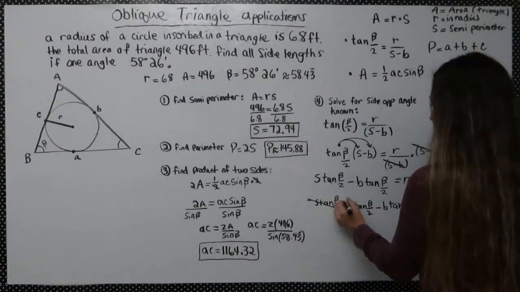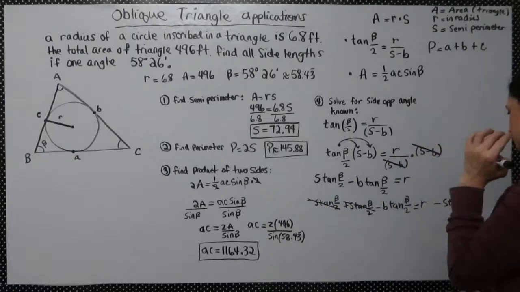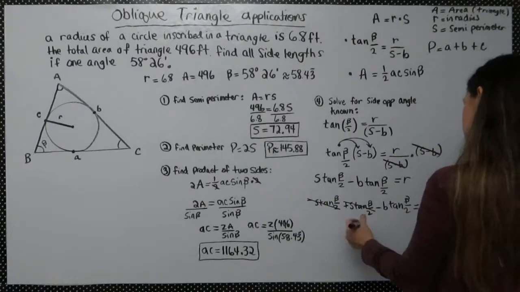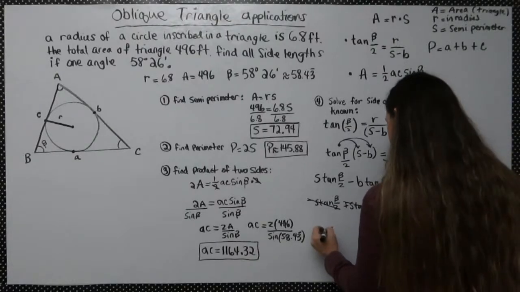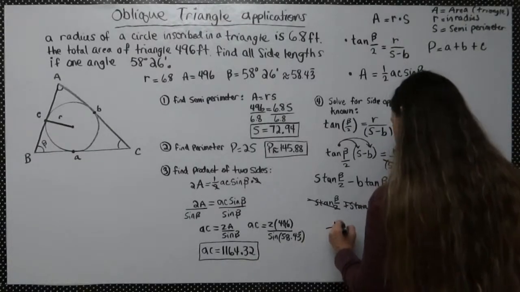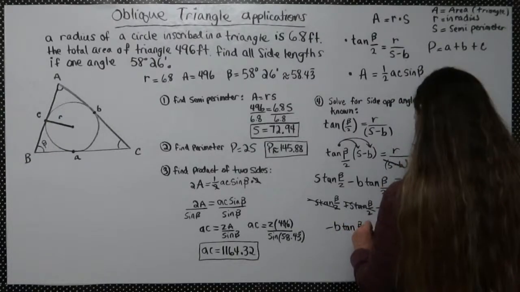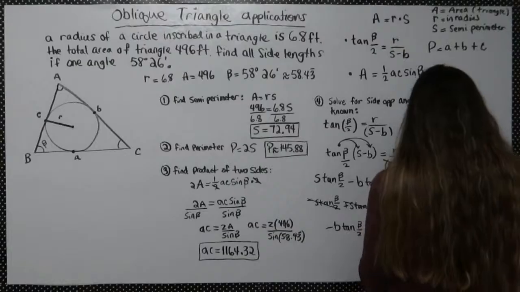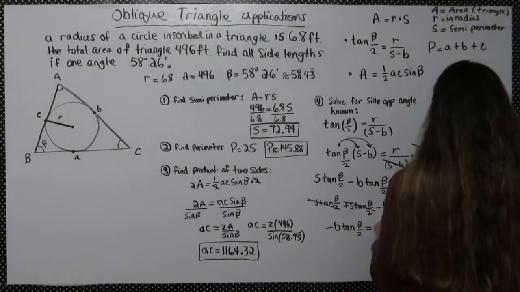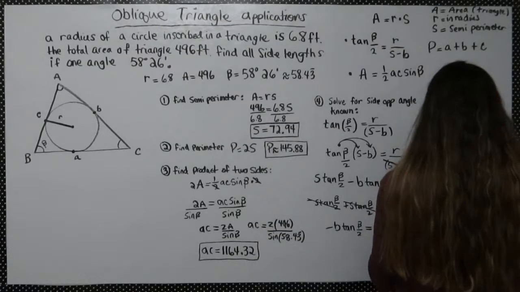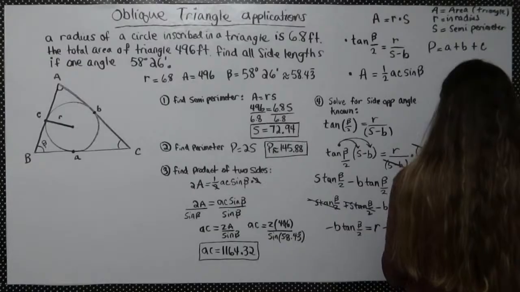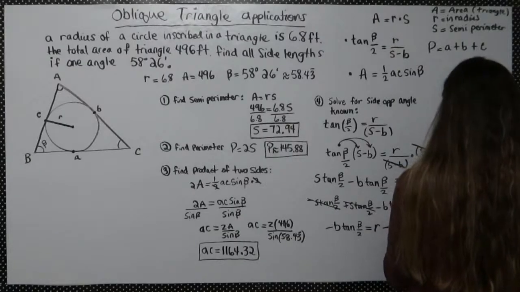These are going to cancel. And I've got negative B tan beta over 2 equals R minus S tan beta over 2.